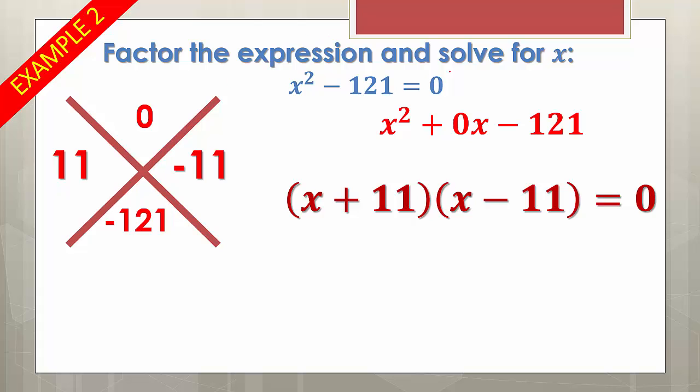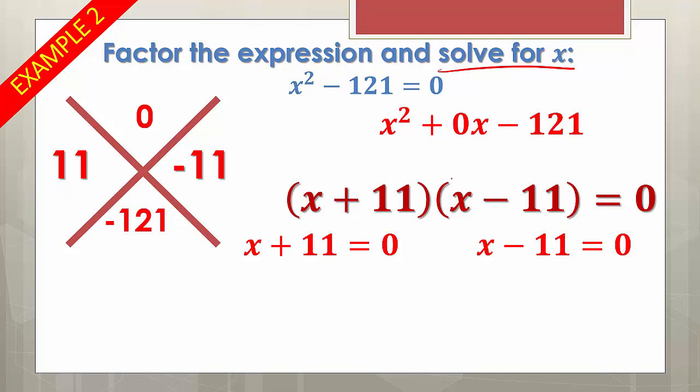Notice it also said to solve for x. So we are going to set both of them equal to 0. The reason we do that is because one of these has to be 0. We don't know necessarily which one, but at least one of them has to be 0 in order for this to be 0. So we set them both equal to 0.